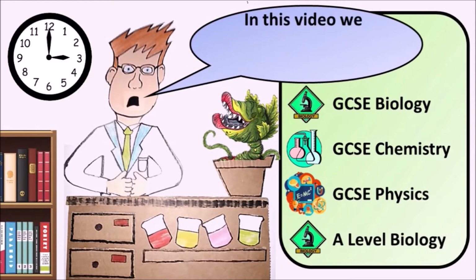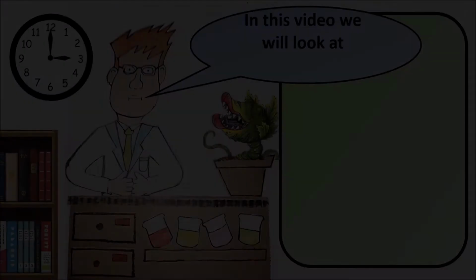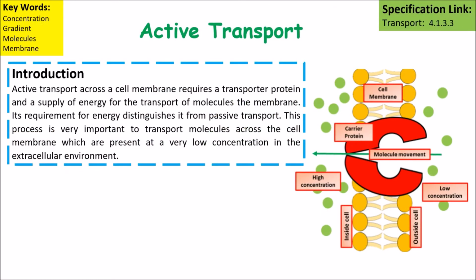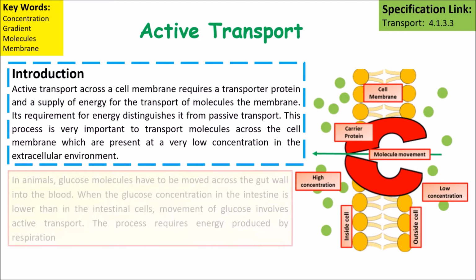In this video, we will look at active transport in plants and active transport in animals. So, active transport is the transport of molecules across a cell membrane using energy, and it's where things are being moved from a low concentration to a high concentration.